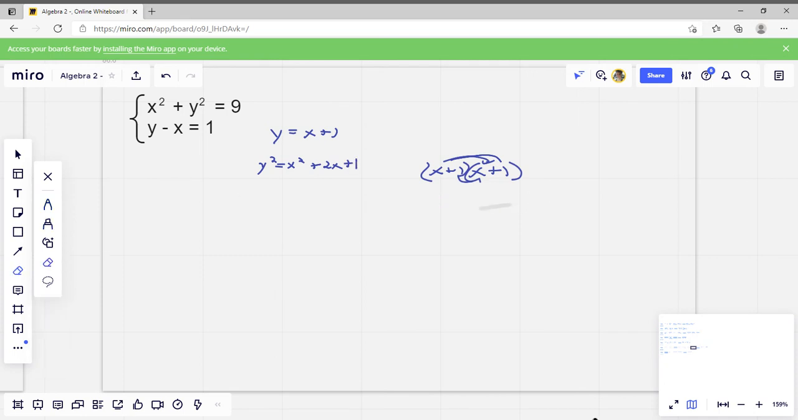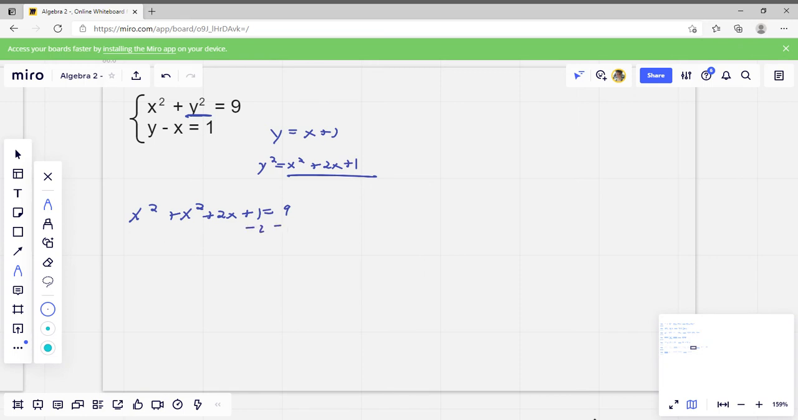Now I have to substitute that into my other equation. So I'm going to have x squared plus y, and my value of y is right there, x squared plus 2x plus 1 equals 9. Now I'm going to say minus 1, minus 1. I'm going to combine these like terms. So I have 2x squared, those canceled, plus 2x equals 8.